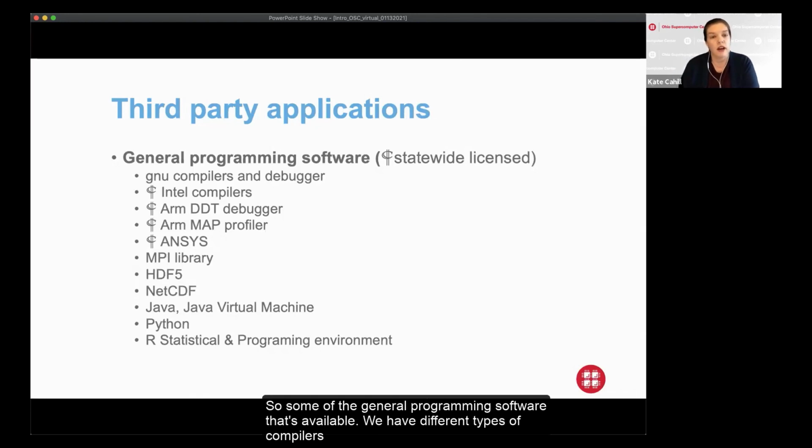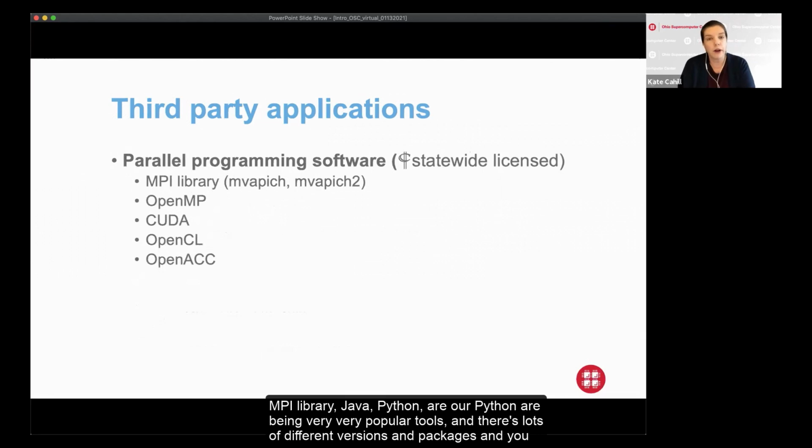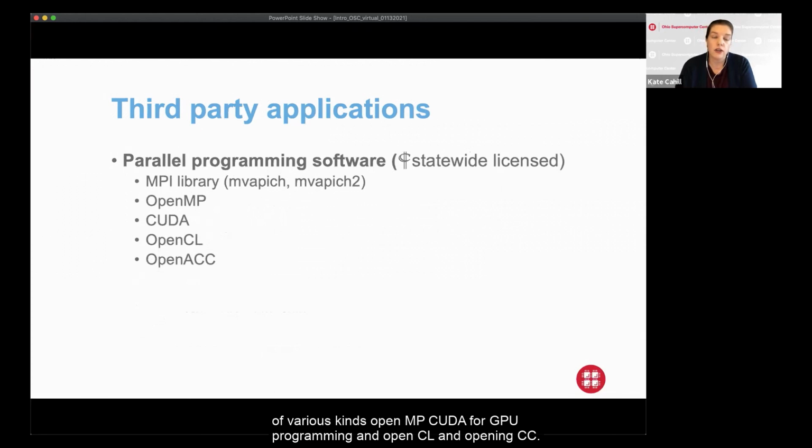Some of the general programming software that's available includes different types of compilers, debuggers, and profilers. So if you want to optimize your code, there are some tools to do that. There's an MPI library, Java, Python, and R, with Python and R being very, very popular tools. There are lots of different versions and packages, and you can also locally install your own packages for R and Python. For parallel programming software, there are MPI libraries of various kinds, OpenMP, CUDA for GPU programming, OpenCL, and OpenACC.